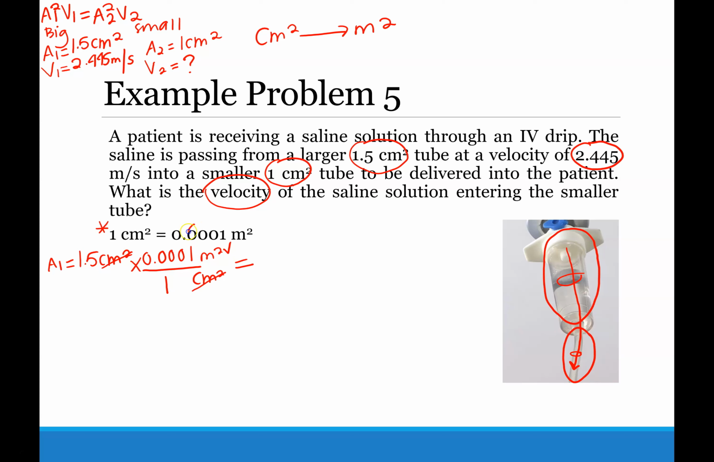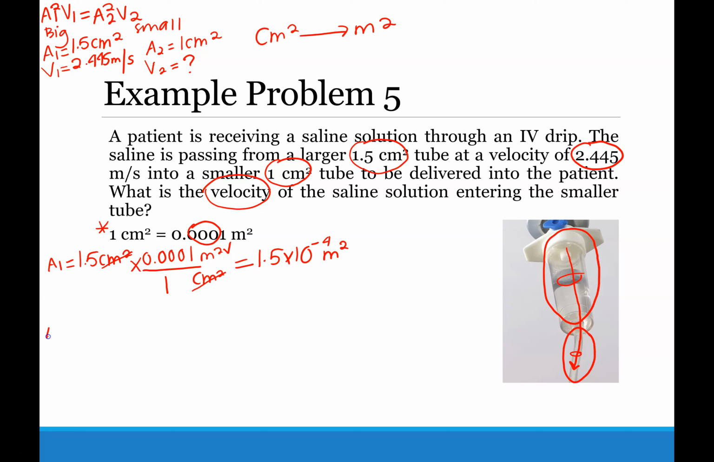Don't forget to carry any of these 3 zeros. Sometimes that happens and then the answer is wrong, so just be very thorough when you're checking your problem here. So 1.5 times 0.0001 equals 1.5 times 10 to the minus 4th meters squared.